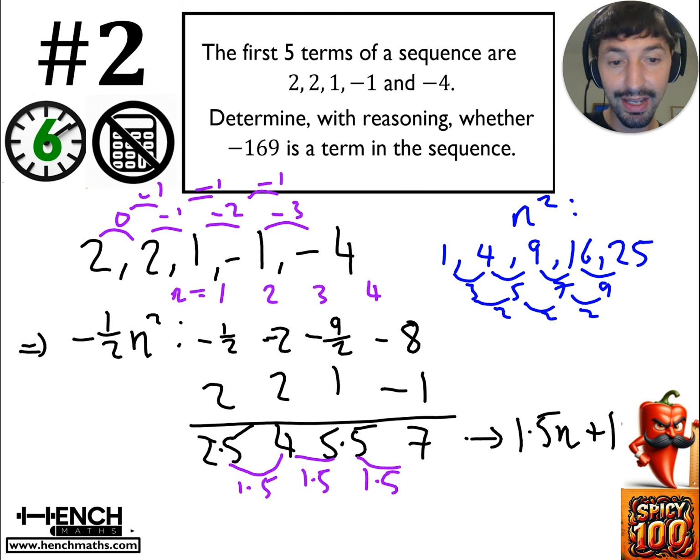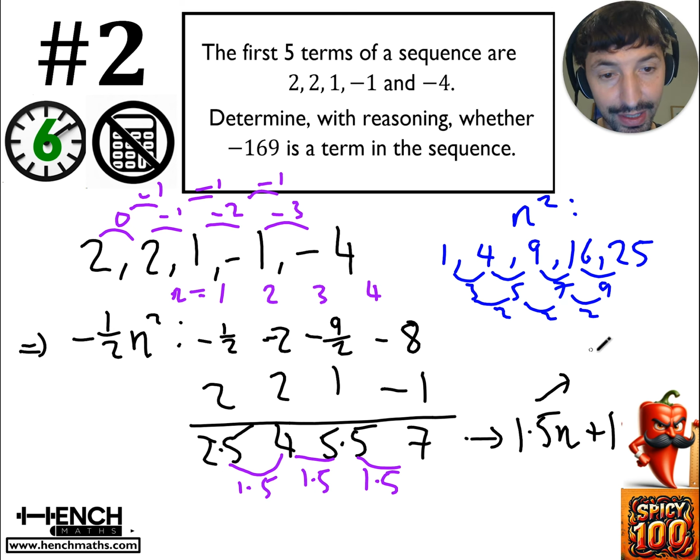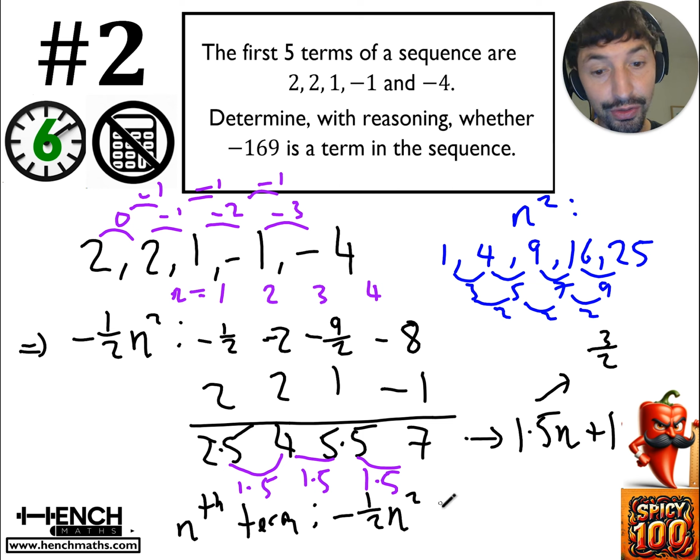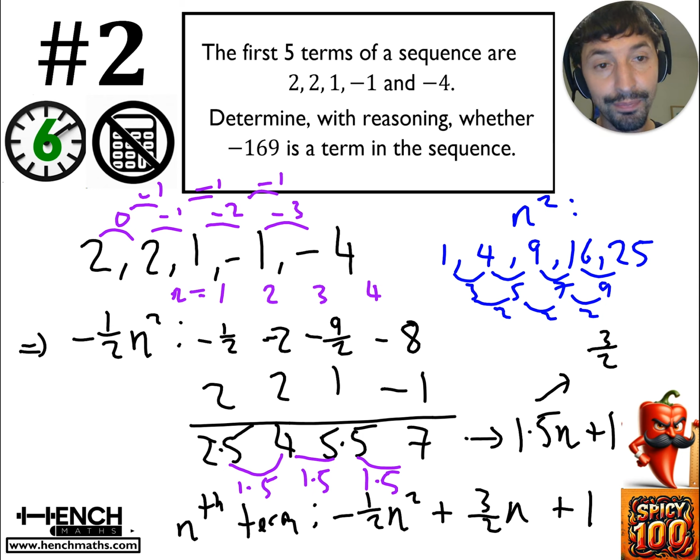Bringing this all together, 1.5 we could write as 3 over 2. So the nth term for the whole sequence will be negative a half n squared, plus 3 over 2 n, plus 1. That would be the nth term formula for our sequence. Now we just need to establish whether negative 169 would fit into this nth term formula.